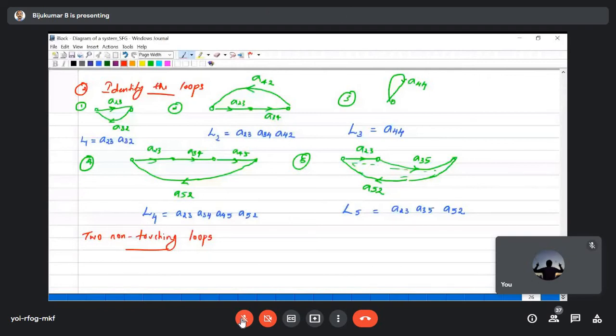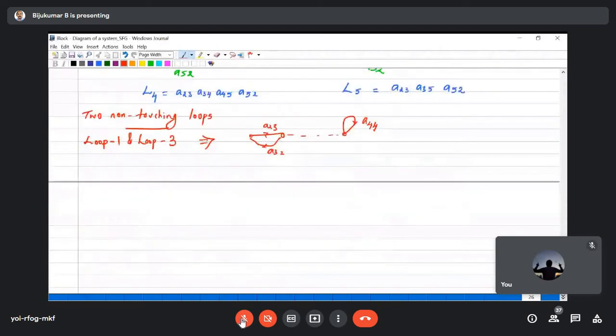Yeah, loop 1 and loop 3. They are not touching because there is no common node. So if we draw the corresponding diagram, it's A23, A32. These two loops are not at all touching. Okay. Is there any other non-touching loops?